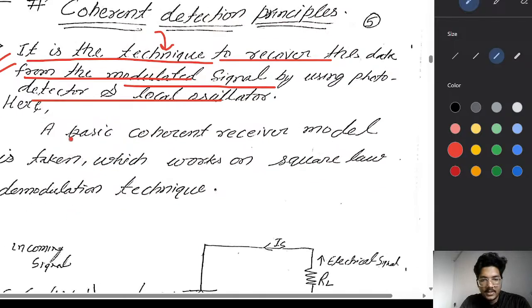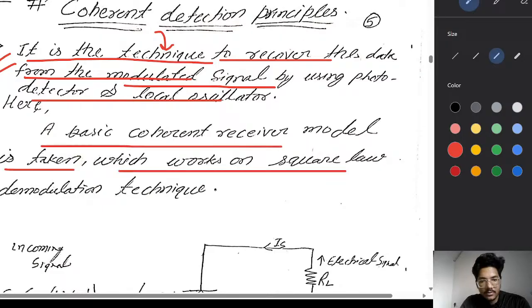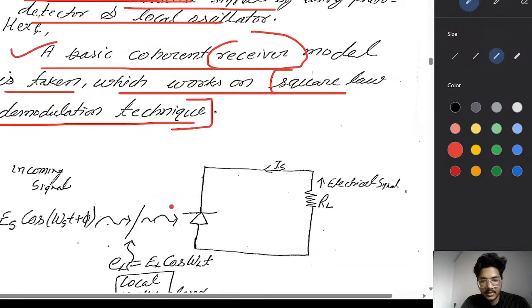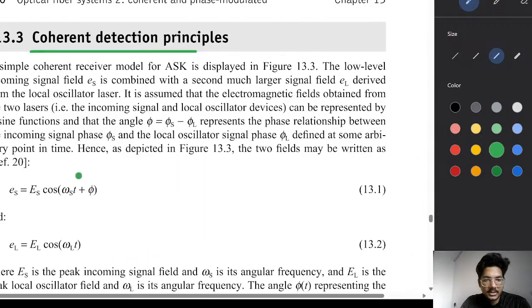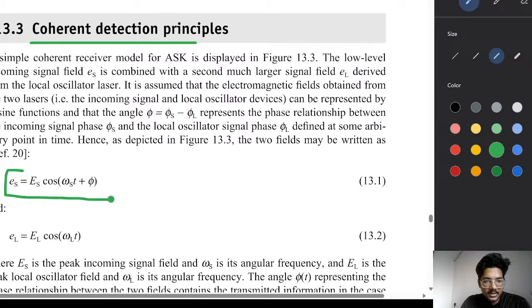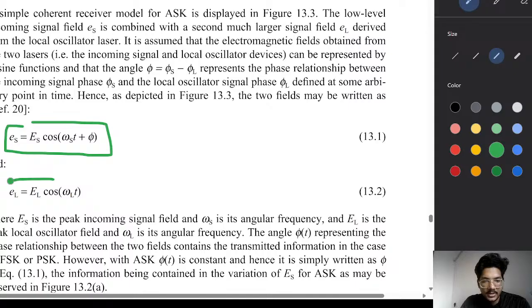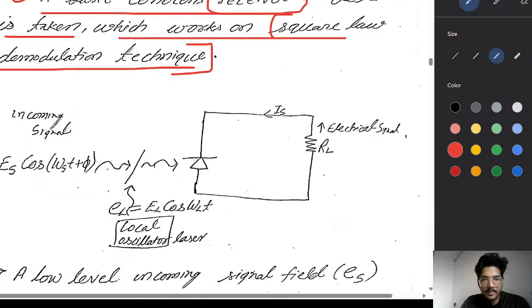A basic coherent receiver model is taken which works on the square law demodulation technique. The incoming signal is treated as Es = Es cos(ωs t + θ). After that, the local oscillator gives EL = EL cos(ω t), the local oscillator signal.